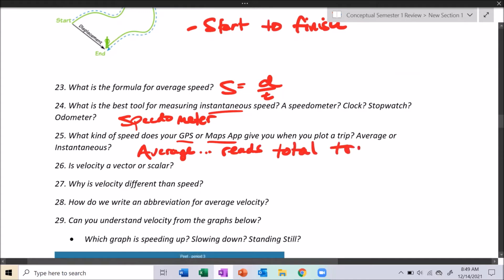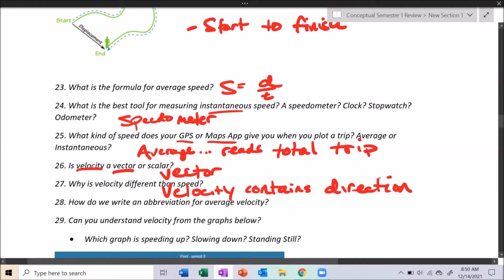And number 26, we ask, is velocity a vector or a scalar? Velocity contains direction, so what would it be, guys? That would be a vector. Good answer. In 27, it asks, why is velocity different than speed? Well, velocity is a vector, so I'm kind of asking you the same thing. It relies on direction, or contains direction. So you could have positive velocity and negative velocity. You can't have that with speed.